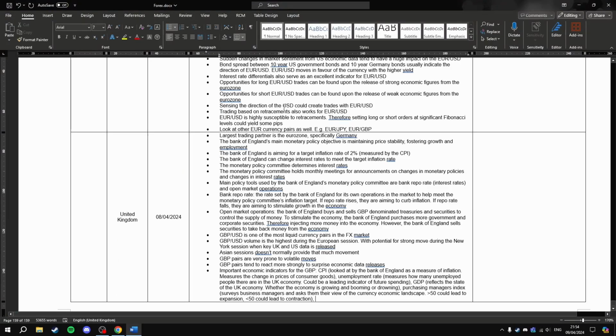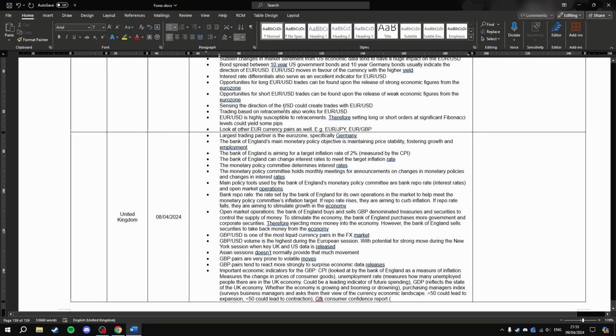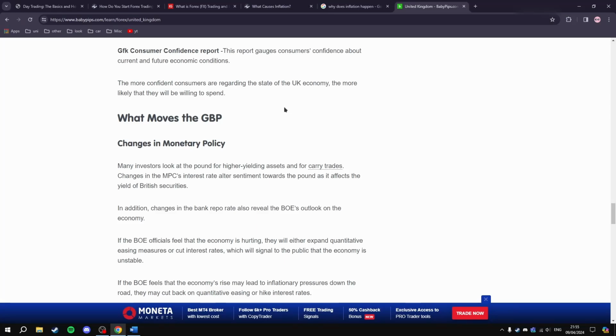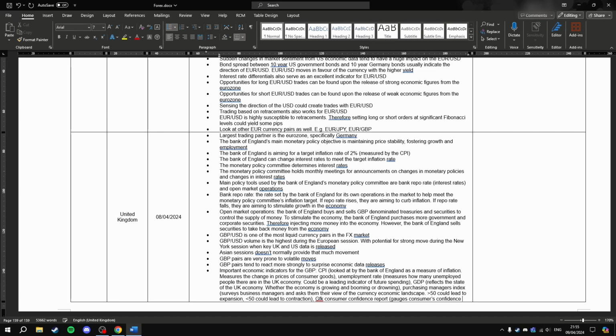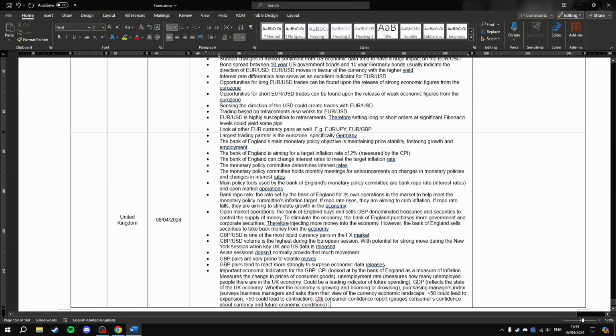GfK Consumer Confidence Report. This report gauges consumers' confidence about current and future economic conditions. The more confident consumers are regarding the state of the UK economy, the more likely that they will be willing to spend. More confidence equals more willingness to spend.